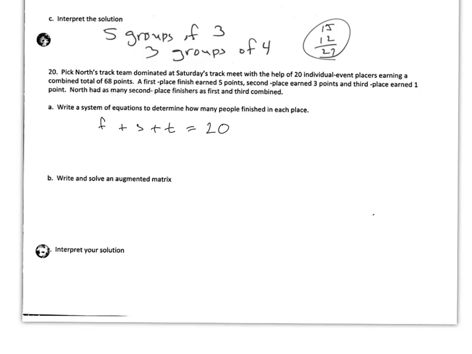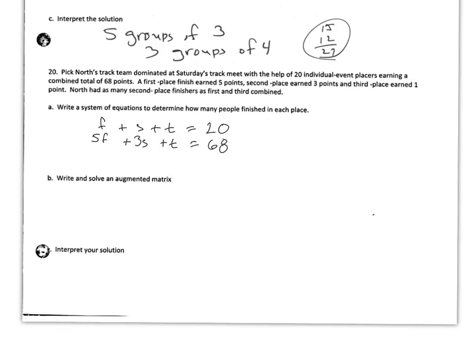That's just counting. So now if we do the points, first place gets 5 points. So first place I'm calling F. So 5 points for first. Second place gets 3 points, so 3S. And third place gets 1 point, so plus T. And we have a total of 68 points.